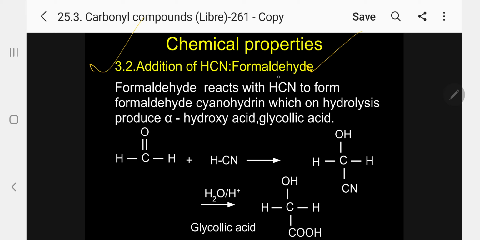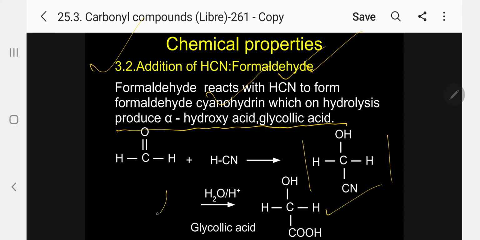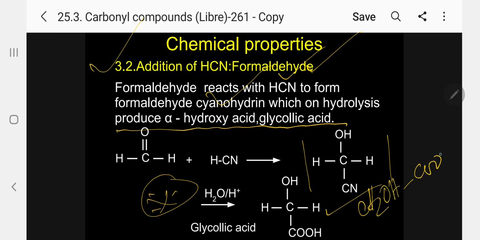Now let me come to addition of HCN, first one, formaldehyde. Formaldehyde undergoes addition reaction with HCN to form formaldehyde cyanohydrin intermediate, which on hydrolysis produces alpha hydroxy acid, glycolic acid. You have to memorize this. Formaldehyde gives glycolic acid. Please follow. Glycolic acid, CH2OH COOH. This is glycolic acid. Please follow.